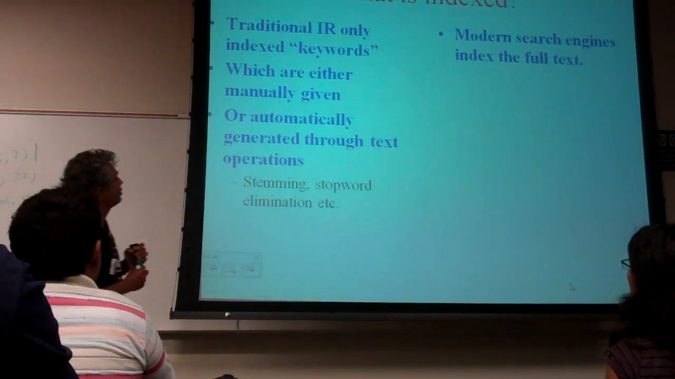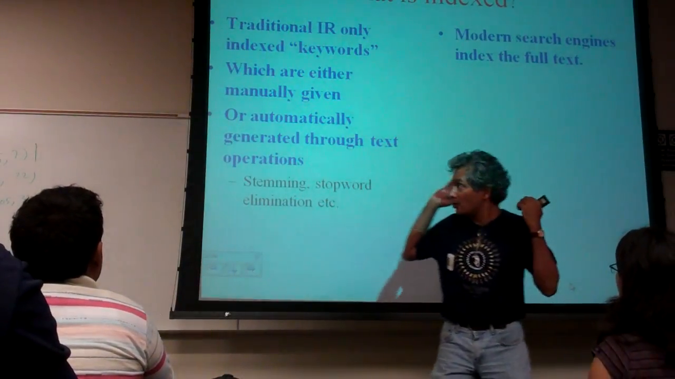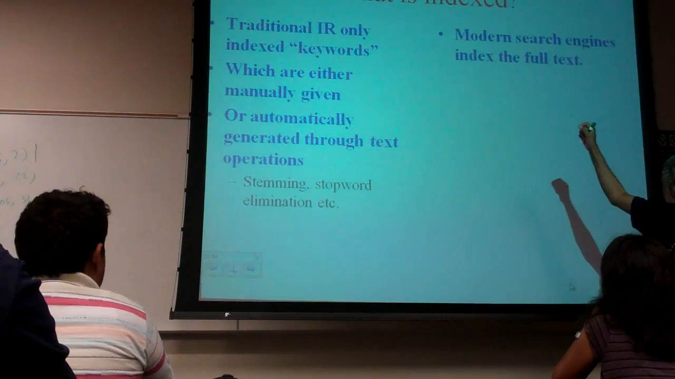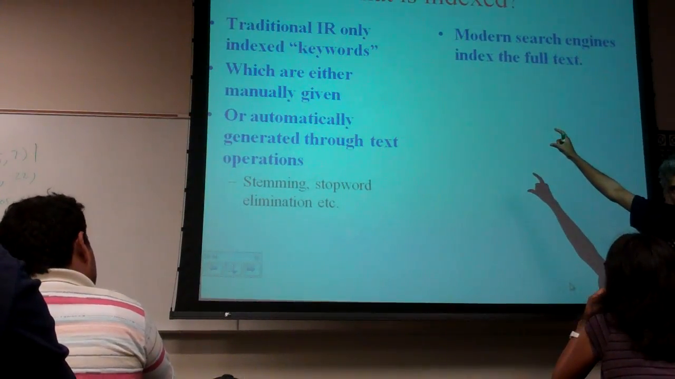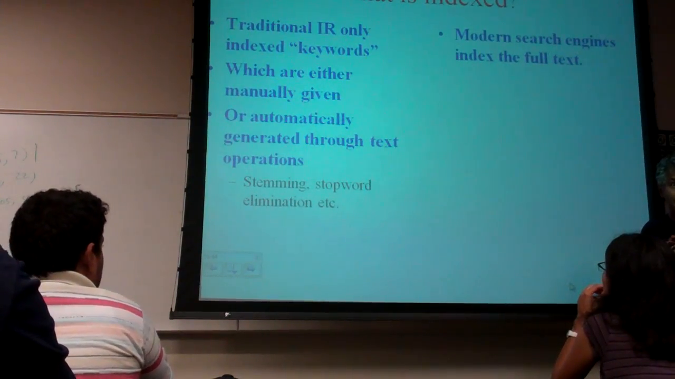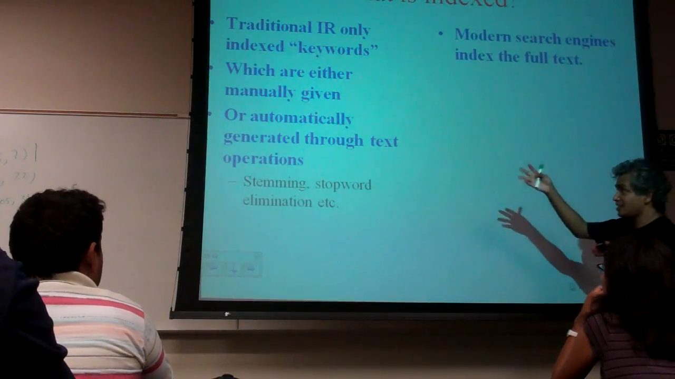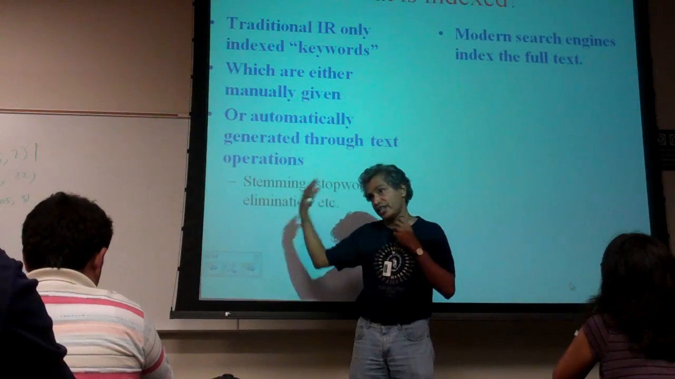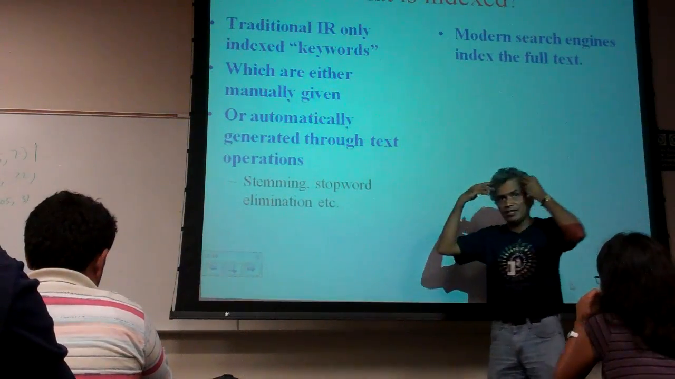So what is indexed? You can assume that everything is indexed. That means every word has an entry. Turns out that's actually what is happening right now. Okay, but since this is supposed to be about traditional IR also, first we talk about traditional IR and then we talk about how to extend it to the web. Okay, the web is on our mind all the time.